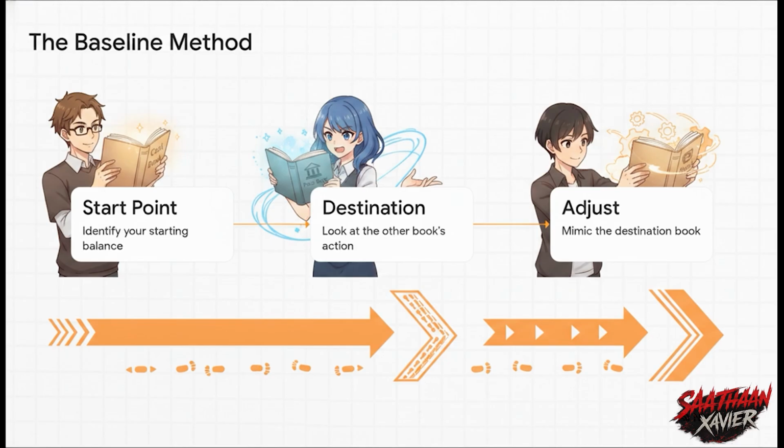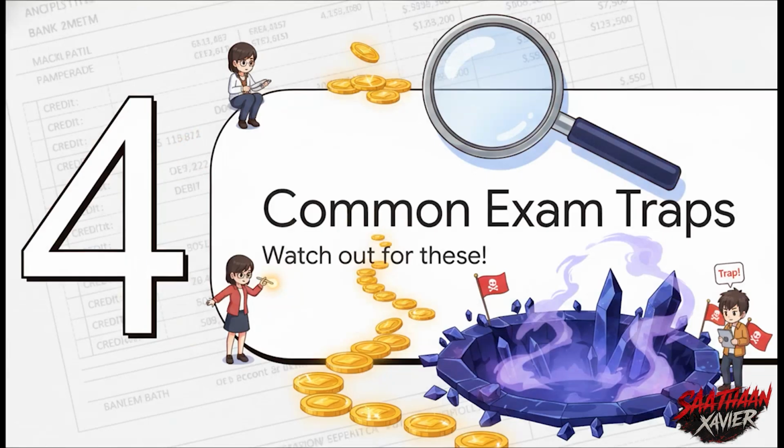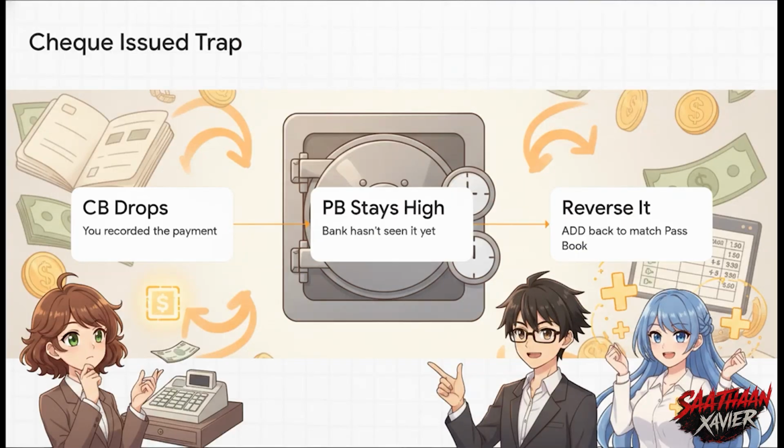It's essentially a game of follow the leader. Whatever that destination book did, your starting book has to copy. Let's test this out in Section 4, Common Exam Adjustments. Here is a classic scenario that honestly traps students every single year. You issue a check. So what happens?